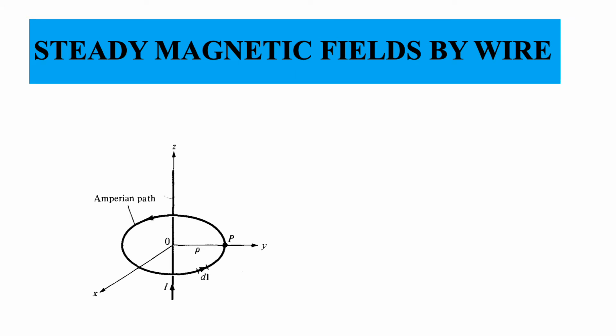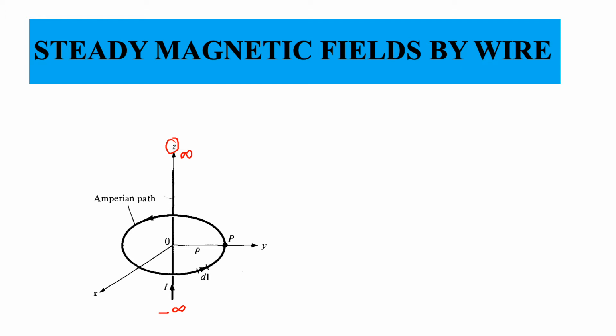And this current I is supposed to be uniform, and the wire extends all the way from minus infinity to plus infinity. Let us orient this wire along the z-axis of the Cartesian coordinate system. Because of this current there would be a magnetic field, and we are interested in finding the magnetic field that surrounds this wire using Ampere's law.